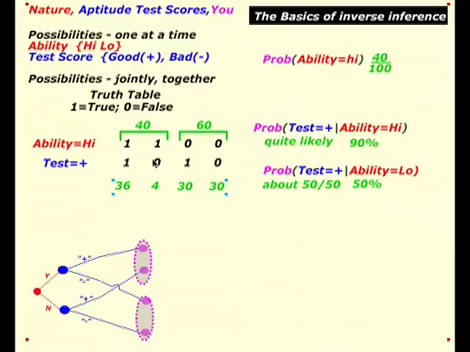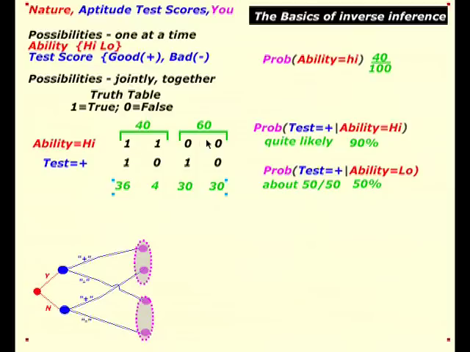90% of them are going to score well, so they get a positive test result. So I put a 36 there. The other 10% of 40, which is 4, are going to get a poor test result. So some of the highly able people will score poorly, but most of them are going to score well.